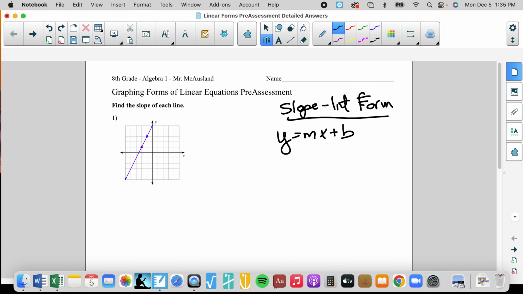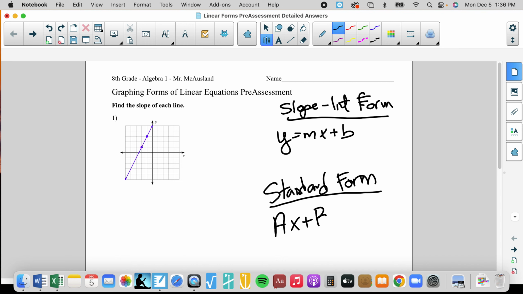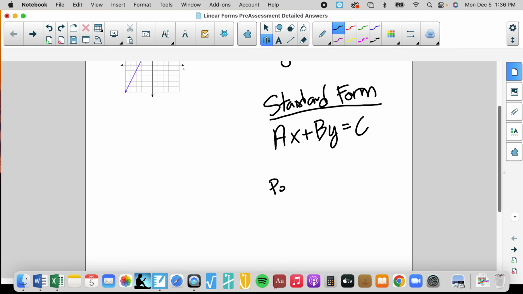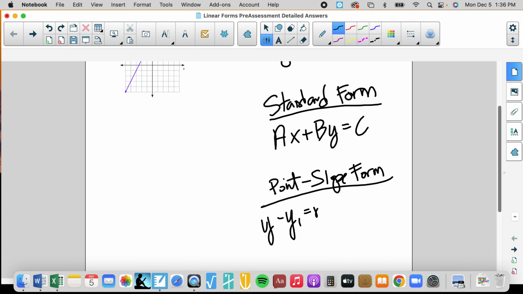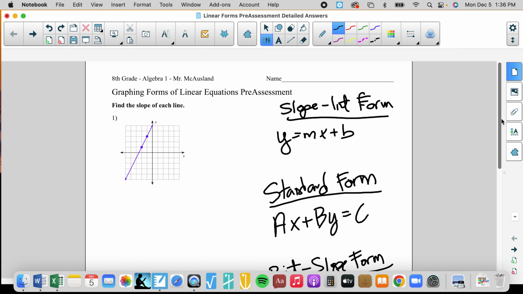You have standard form, and standard form looks like this: ax plus by equals c. And then you have point-slope form. Point-slope form was y minus y sub 1 equals m times the quantity x minus x sub 1. So if we look at this, there's pieces of information that we can pull out.